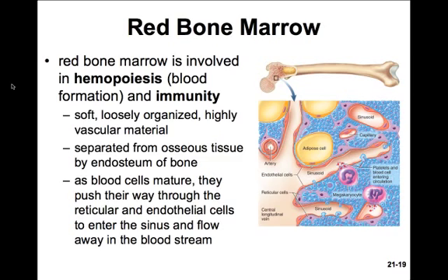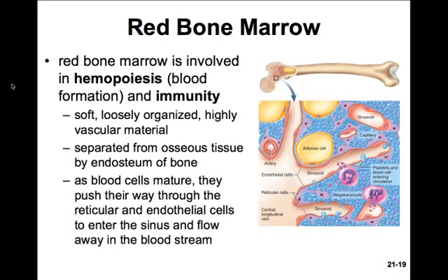As we've already learned, there are two types of bone marrow, red and yellow. And the red bone marrow is very prevalent in all the long bones of children and less prevalent in adults. But red bone marrow is the type of marrow that's involved in hemopoiesis, or blood formation, as well as immunity, because as we know, all the white blood cells are involved in immune functions.